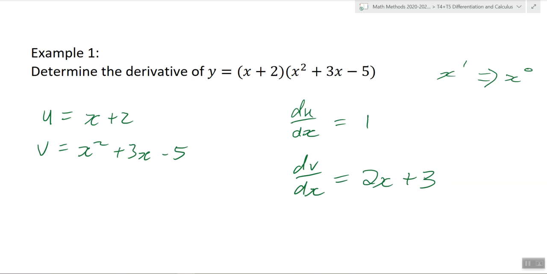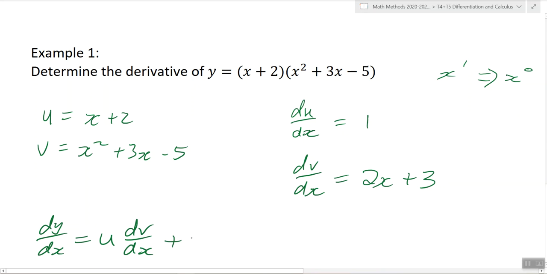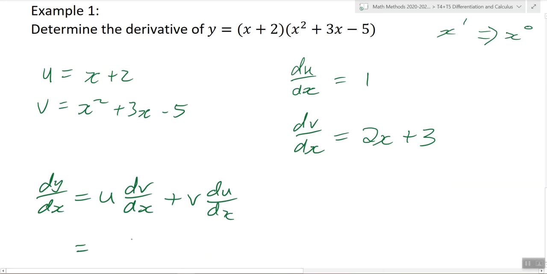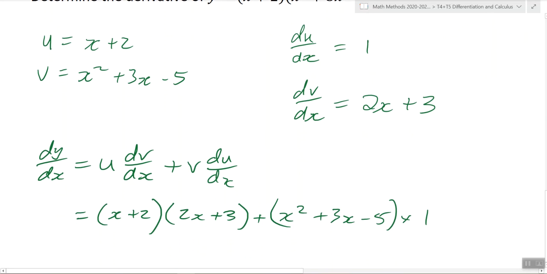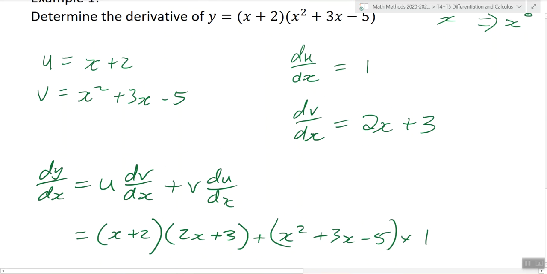Okay, so now that I've found the derivative of u and v, what was the third step? Anyone remember? Put it into the formula. So dy/dx equals u dv plus v du. Okay? Alright, so dy/dx is x plus 2 times 2x plus 3, plus the v, x squared plus 3x minus 5, times by 1. Okay? So can you see how much simpler that could be instead of expanding a whole bracket?